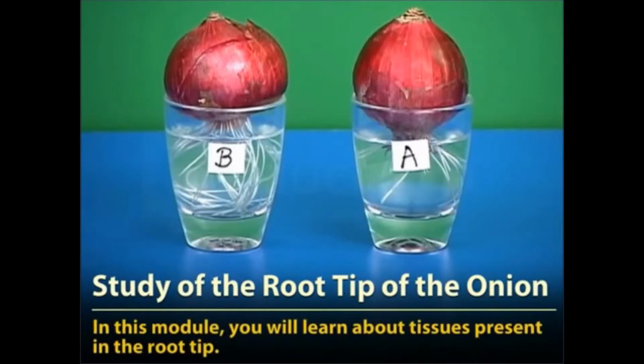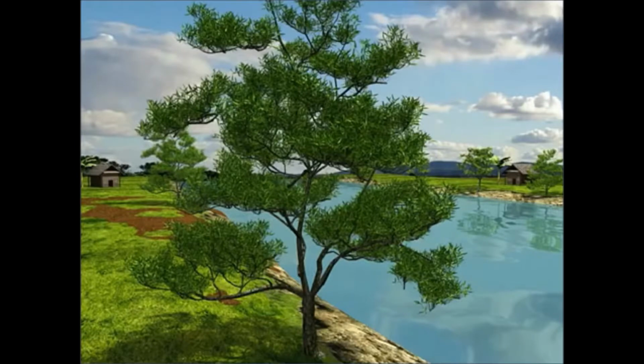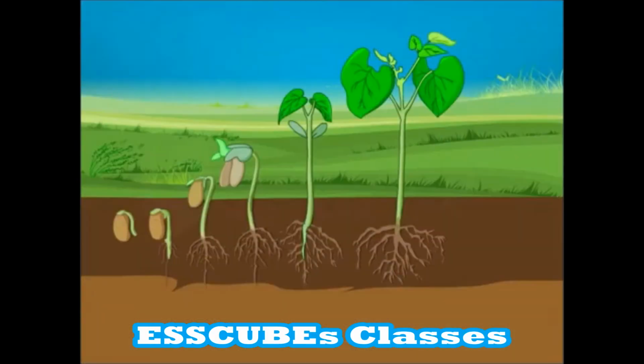Study of the root tip of the onion. In this module, you will learn about tissues present in the root tip. Do you know how plants grow? Well, it is the continuous and active division of cells at the apex of the plant that results in its growth. Let us conduct an activity to study cells and tissues that help a plant to grow by observing the root tip of the onion.